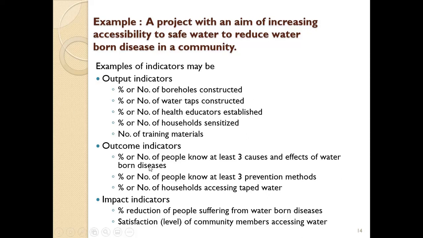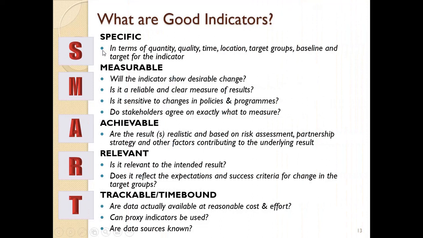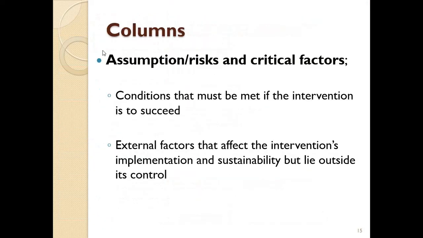So these examples are only showing the specificity in terms of quantity and quality, but they are not showing time or the target population among whom they would wish to realize those changes. So those are some of the things you should take into consideration when you're designing your indicators.